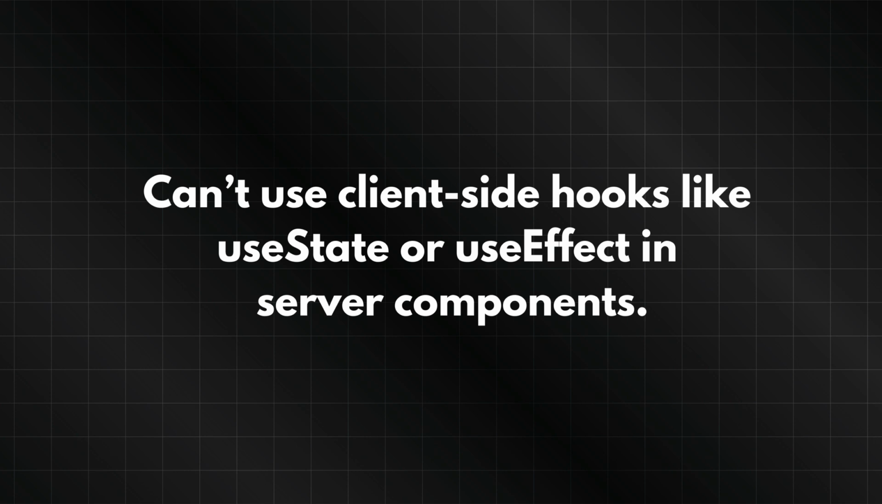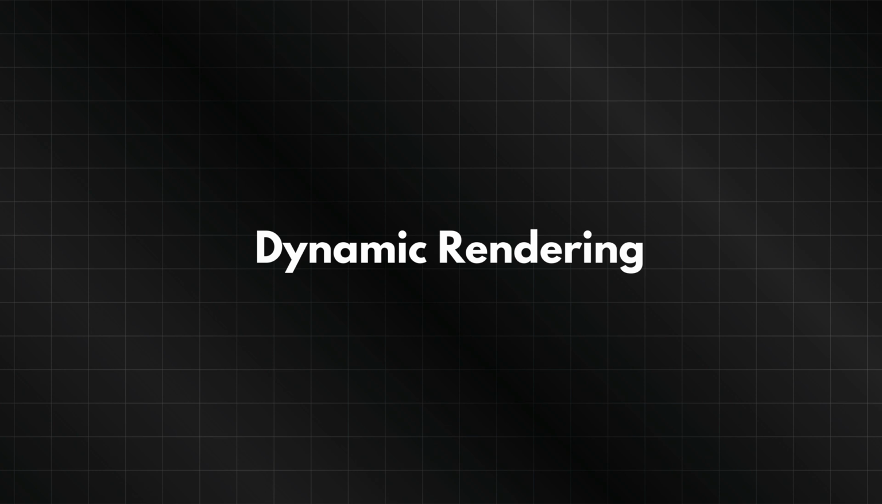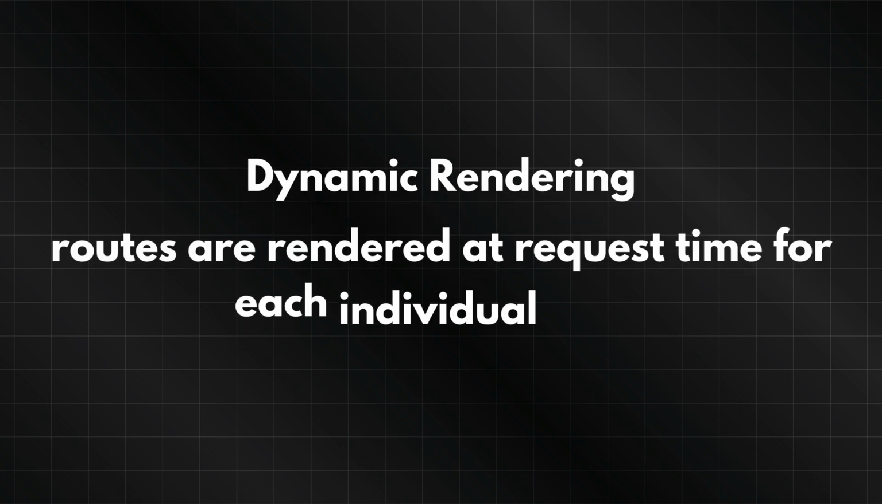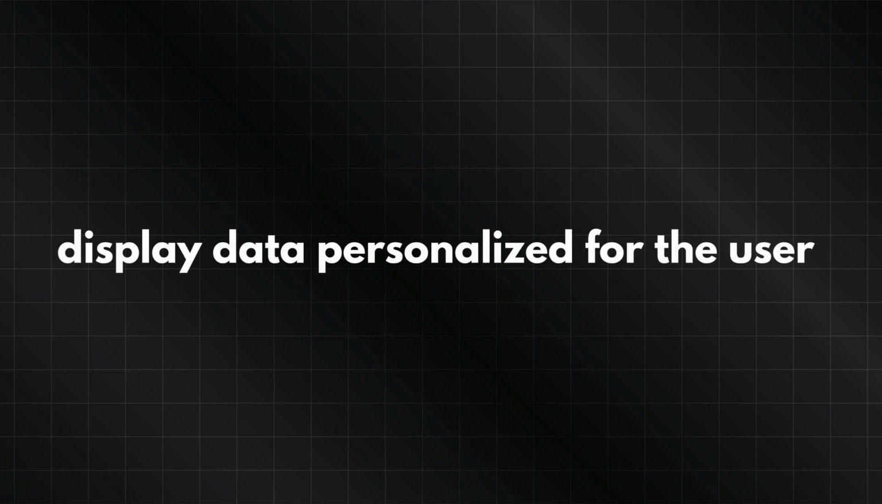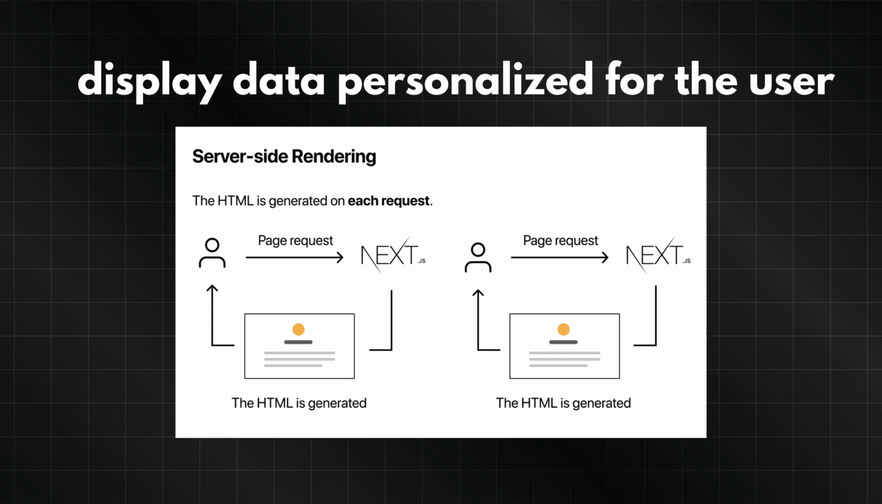Another approach is dynamic rendering. With dynamic rendering, routes are rendered at request time for each individual user. This method is particularly useful when a route needs to display data personalized for the user, or when the information depends on factors that are only available at request time, such as cookies, URL or search parameters.